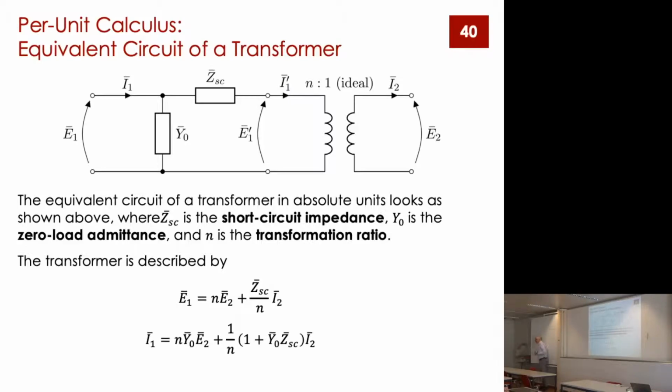So as I was saying before, power systems engineers use the per unit method because it greatly simplifies circuits where there are transformers. To show you this, I'm taking the equivalent circuit of a transformer and transforming it into per unit. I know some of you are not very familiar with the equivalent circuit of a transformer.